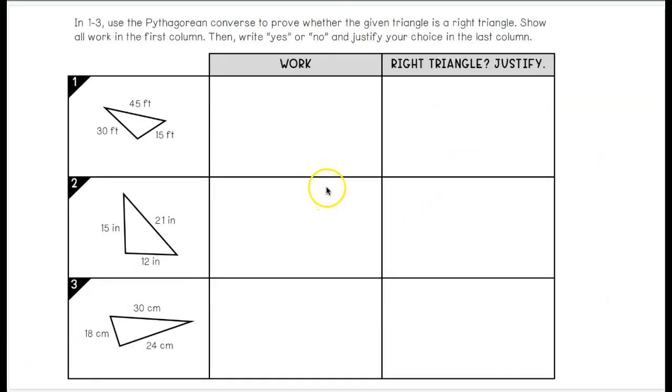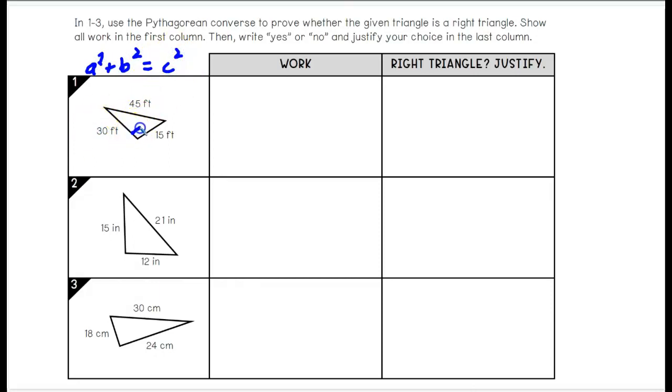So taking a look at a couple of examples, in this case, we're given some triangles here, and we want to prove whether or not they are a right triangle. So what we're going to do is apply the Pythagorean theorem to the information that's given to us and go from there. So we want to know if a squared plus b squared is equal to c squared, right? That's our whole thing.